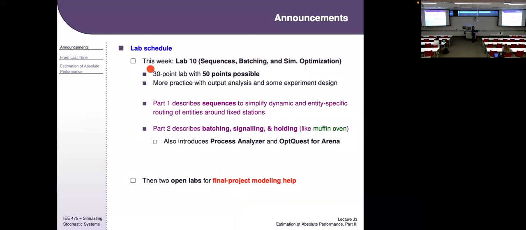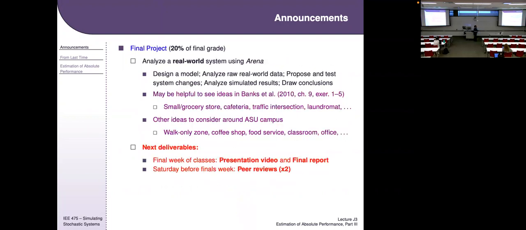After this lab is done, there's still time left in the semester. So basically the lab time is meant to give you more time to work on the final project. For the final project, the next deliverables are in the last week of classes. On the Wednesday of the last week of classes, everyone's presentation video, basically a 10-minute video, is uploaded to Canvas, as well as a 4-page final report, where the structure of that report is on Canvas online.